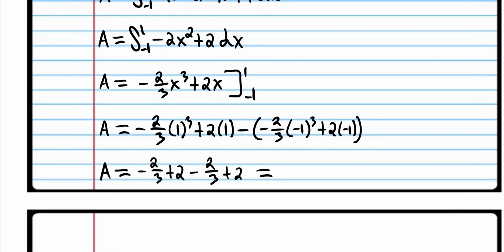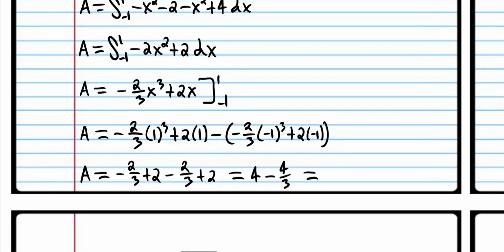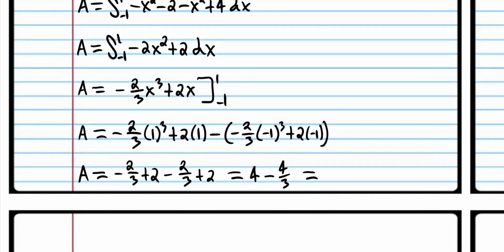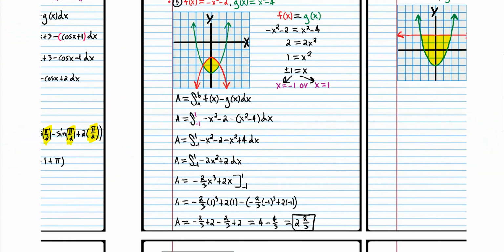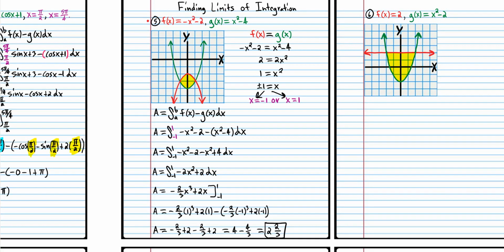So it looks like we get 4 minus 4/3, and that's going to be 2 and 2/3. So there was an example where we had to actually find the limits of integration. The limits of integration are going to be the x values where the graphs intersect.